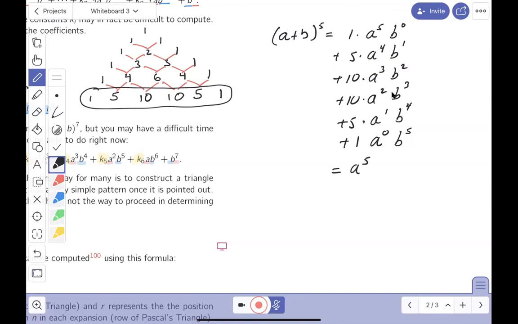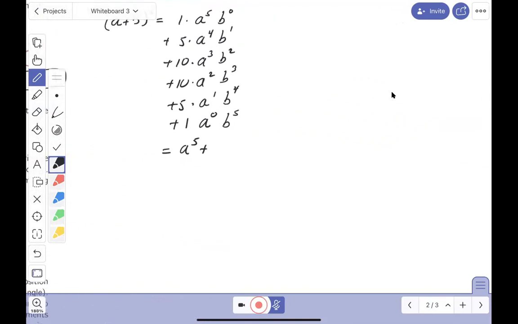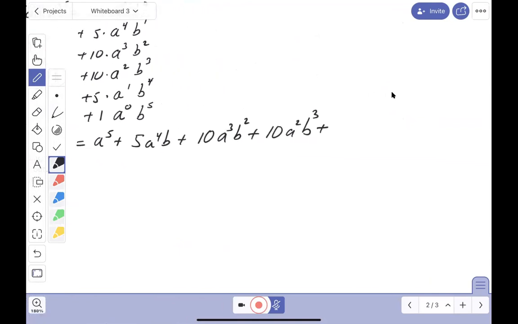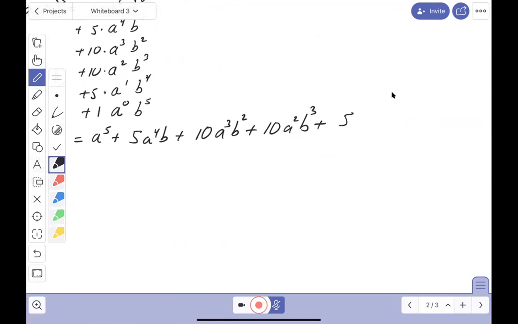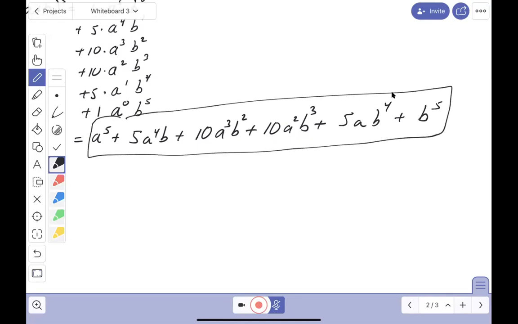a^5 plus 5a^4b plus 10a^3b^2 plus 10a^2b^3 plus 5ab^4 plus b^5. I was going to say, I wonder if that's right. Well, what you could do is this.